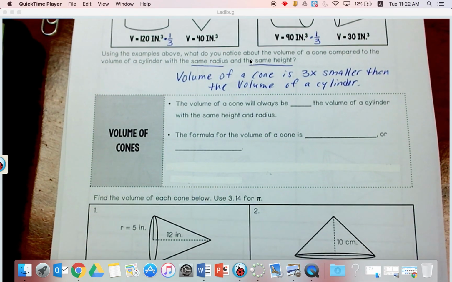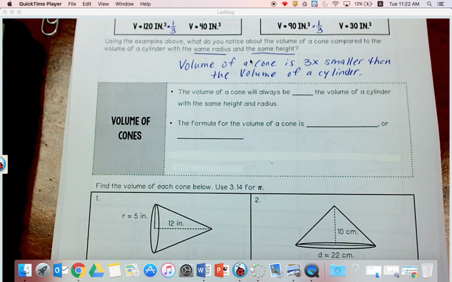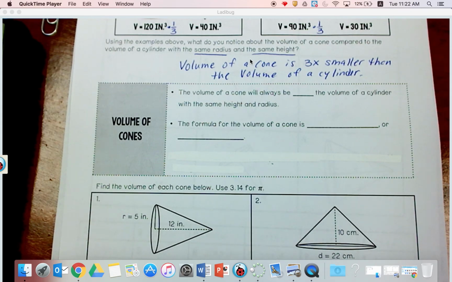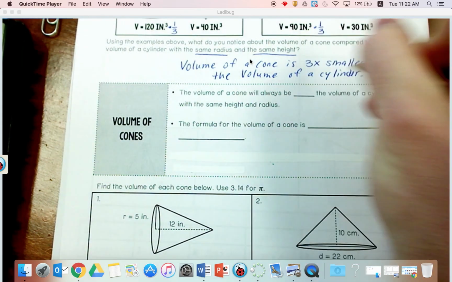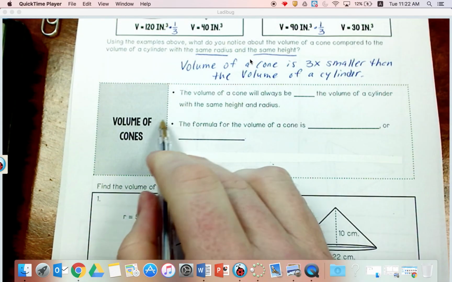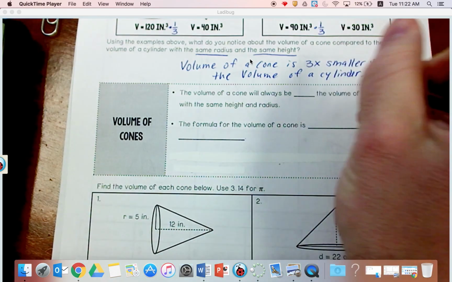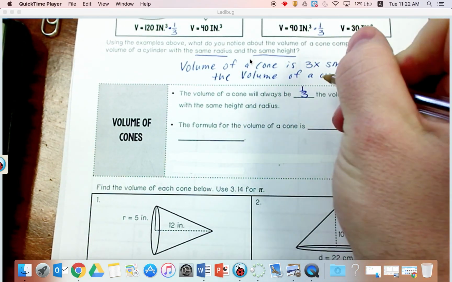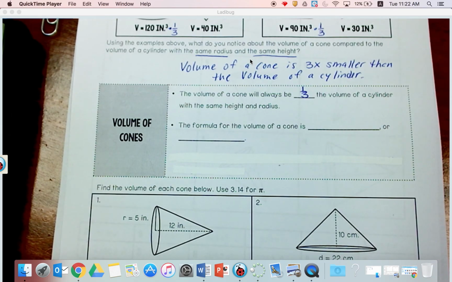So in this case, just to fill some things in and use that information they told us, they said that the volume of a cone will always be 1/3 the volume of a cylinder of the same height. So basically what they say is we're going to take the same formula for a cylinder, and we're just going to multiply it by 1/3 at the end, and bam, there will be our volume for our cone.